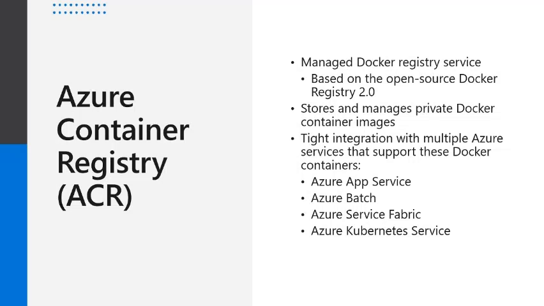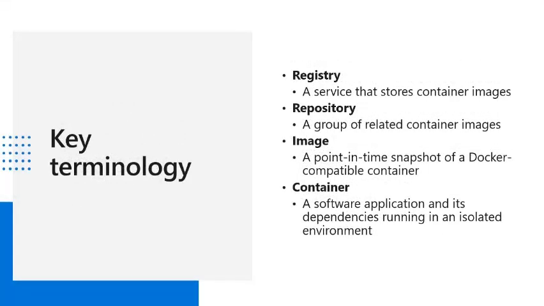It has tight integration with multiple Azure services that support Docker images, such as Azure App Service, Azure Batch, Azure Service Fabric, and then Azure Container Services. In this, key terminologies are registry, repository, image, and container. You need to understand every one of them one by one.